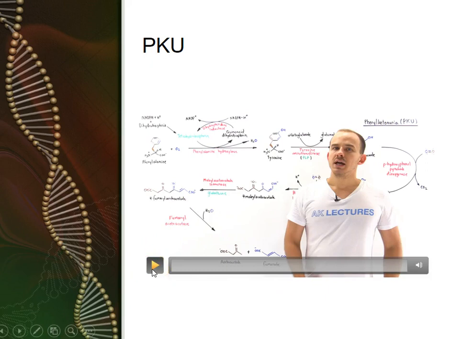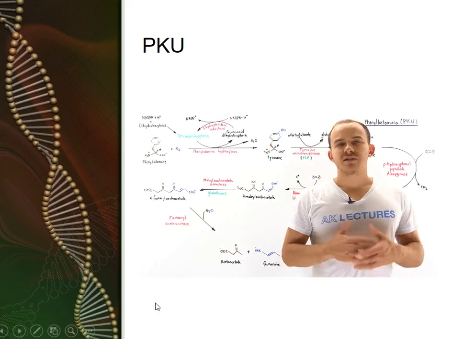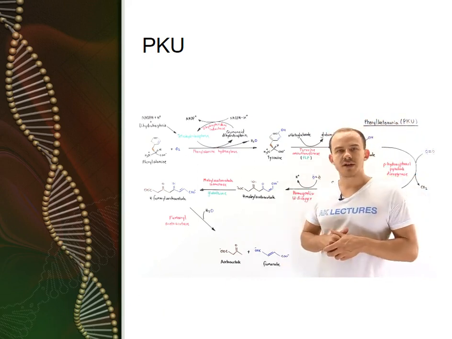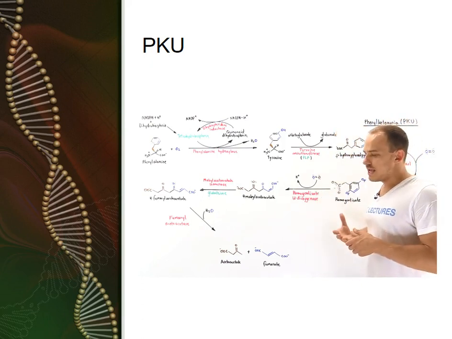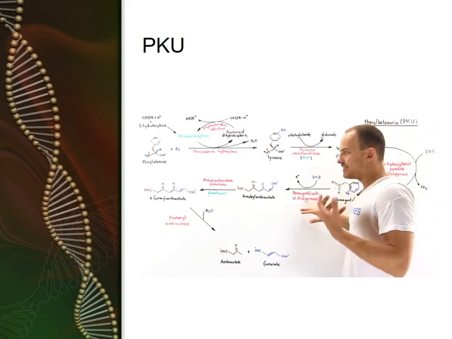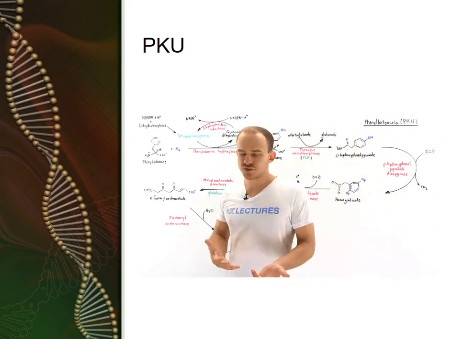Here's a little video on PKU. Phenylketonuria, or simply PKU, is an autosomal recessive disease in which there's a problem in one of the enzymes involved in the metabolism of phenylalanine. Now, before we look at the details of this particular disease, let's take a look at the actual metabolism of phenylalanine as it takes place in normal individuals.